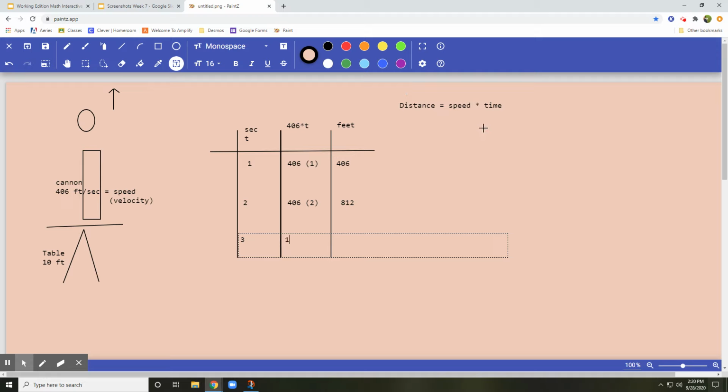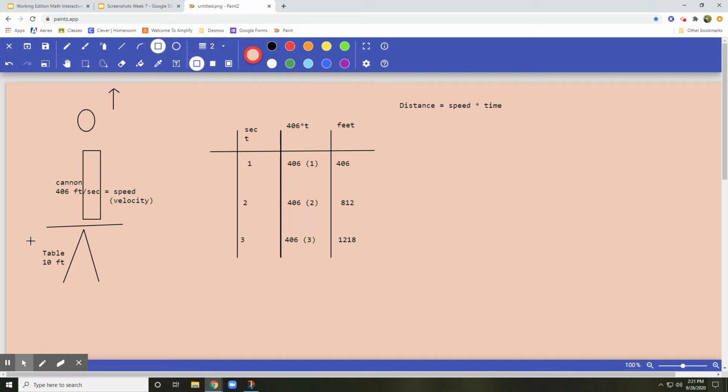All right, so we have 406, and we multiply it by 3. And 406 times 3 is 1,218. All right, and we said, okay, that's great, but we forgot something, right? What did we forget? We forgot the table. We need to keep that in mind. So we need to remember to add the table.